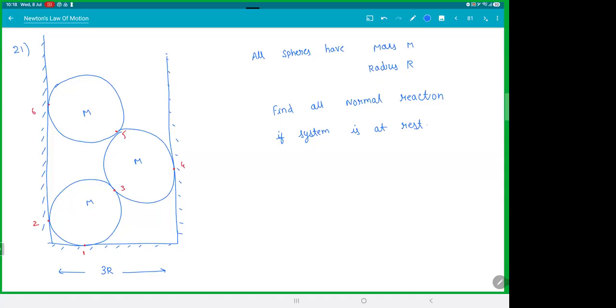N1. If you take all the three balls as one system, the only force which is balancing all three mgs is N1, isn't it? That's what I'm saying. You need not choose even one ball as a system. You can choose all three as one system. It would still work. Keep going. Try whatever you can think of, do it. It's fine.